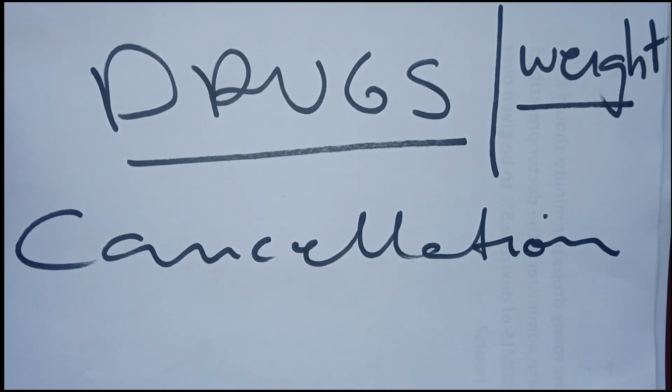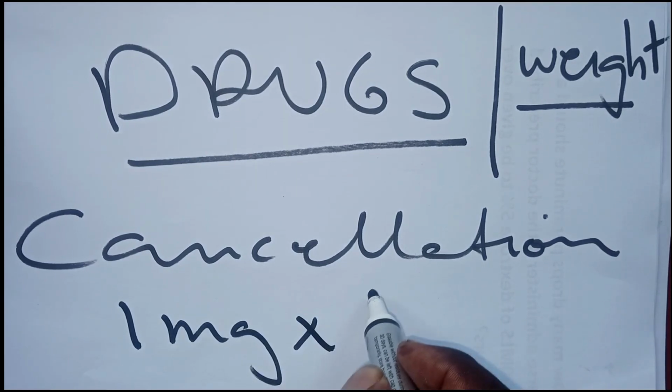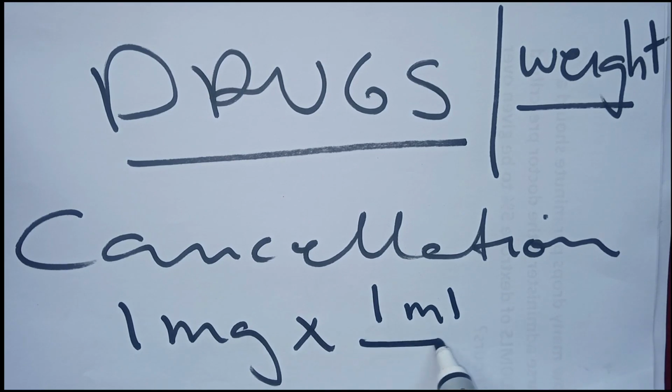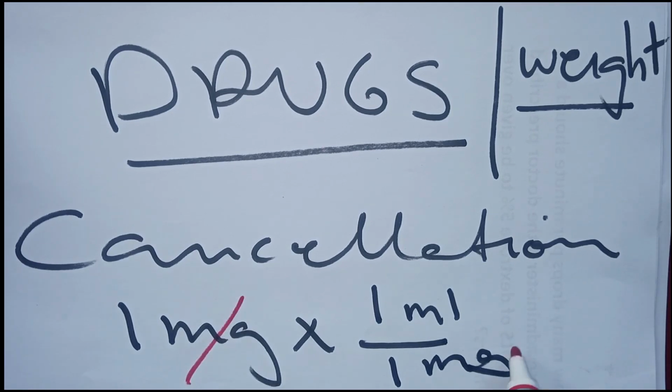So this cancellation approach will be moving out or deleting out the units which we don't want. For example, if you have 1 milligram, 1 mil over 1 milligram, what we'll be doing is to simply cancel out the units we don't want.